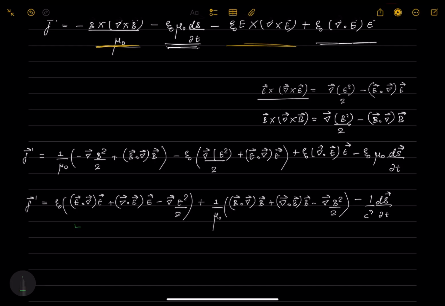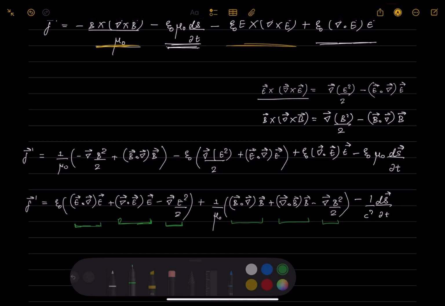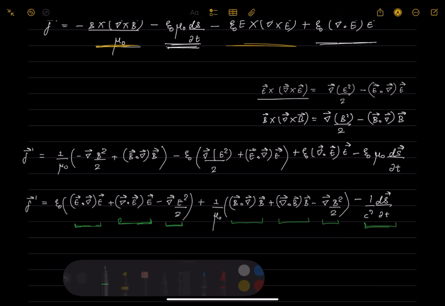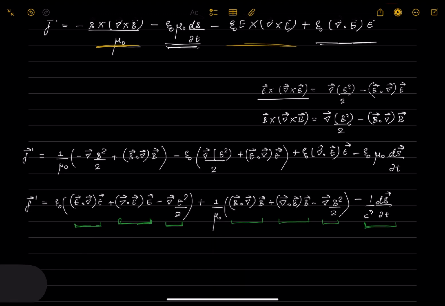So there's this E dot del times E term for E. There's the analogous B dot del times B term for B. There's the del dot E times E term, and the del dot B times B term. There's the gradient of E squared over 2 scalar field, and there's the gradient of B squared over 2 scalar field. And there's a nice little Poynting vector with both of them crossed, divided by the square of the speed of light, right? So it's all nice and symmetric right now.